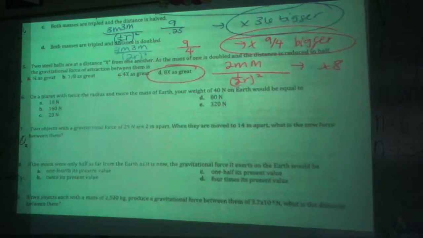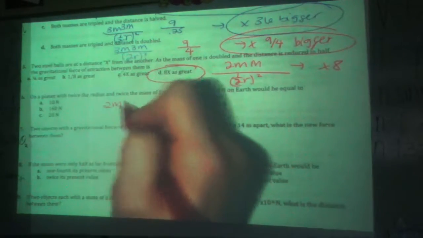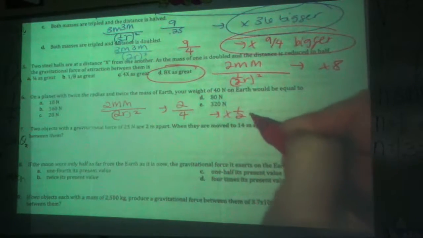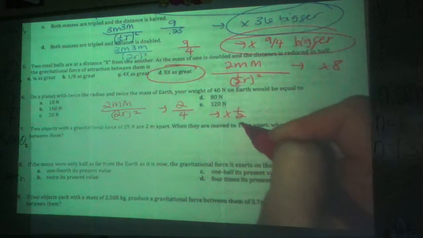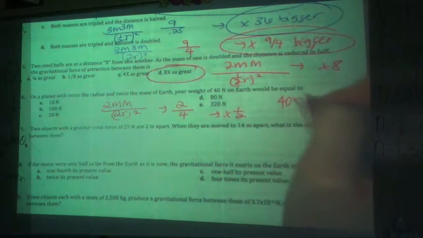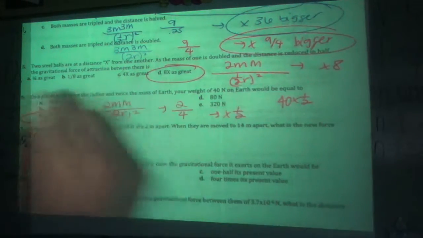On a planet with twice the radius and twice the mass, your weight, so double one mass, double the radius, so that's a factor of 2 over 4, so that's a factor of 1/2 as much. Now 1/2 smaller isn't your answer, because I want to know what is my new weight. Well, if my old weight is 40 and it's getting halved, then my new weight is just 20.